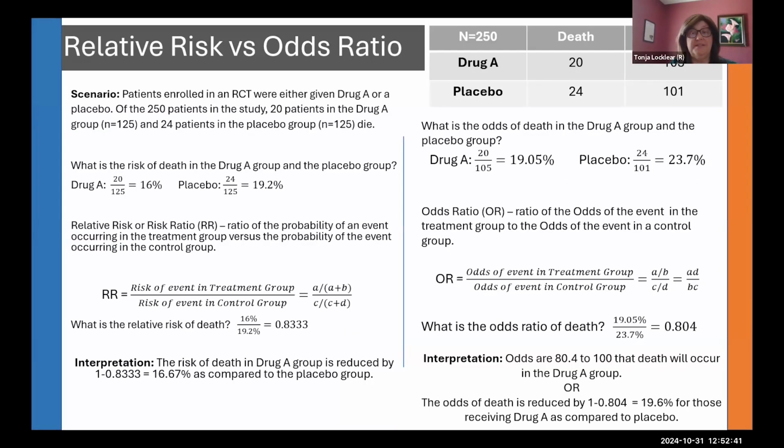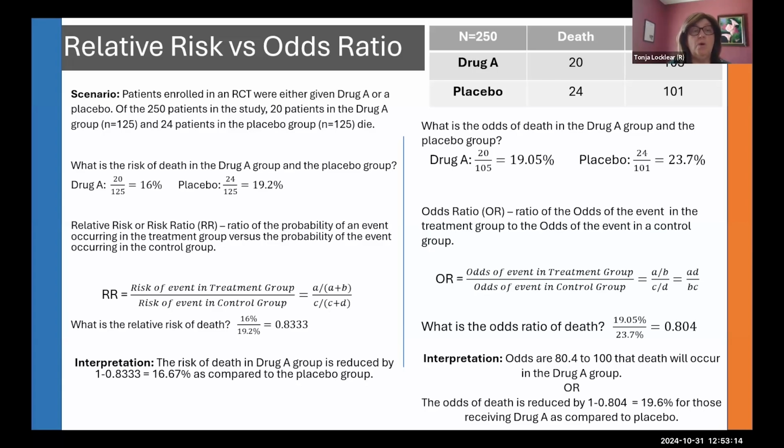So what do we mean with relative risk? I know there's a lot of words on this page, so I'm just going to go through it and hit the highlights. We're looking at this scenario where we've done a randomized control trial, and we're giving either drug A or a placebo, with 250 people total in the study. In the drug A group, 20 died, and in the placebo group, 24 people died. And so we have 125 in each group.